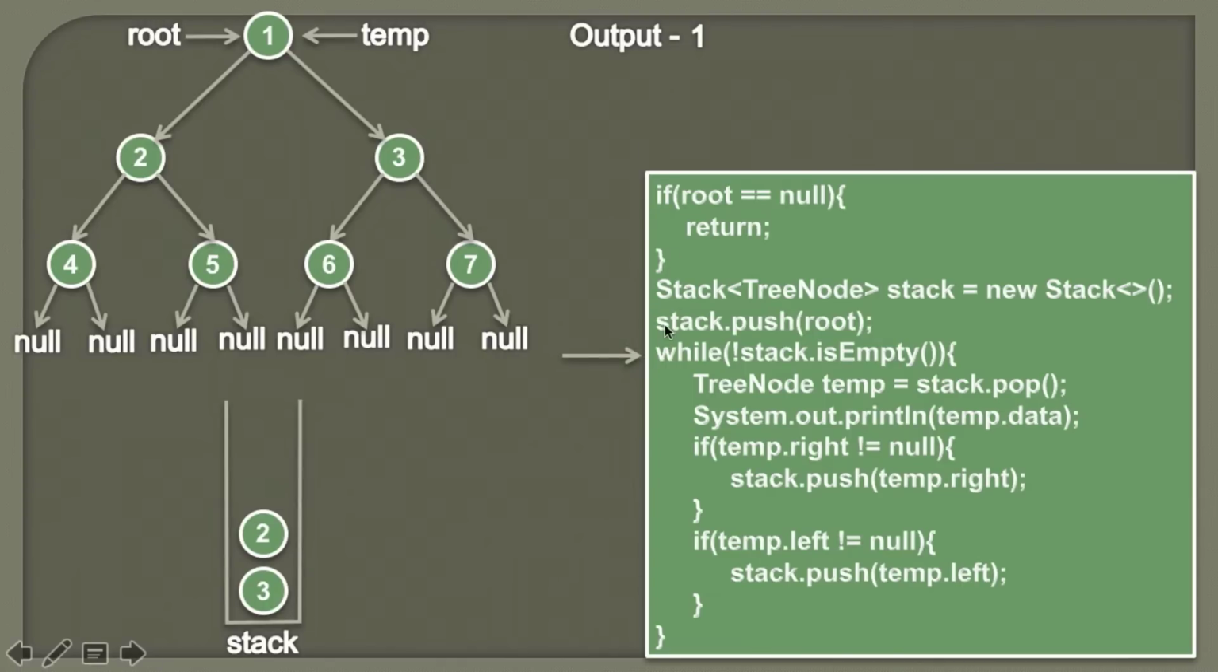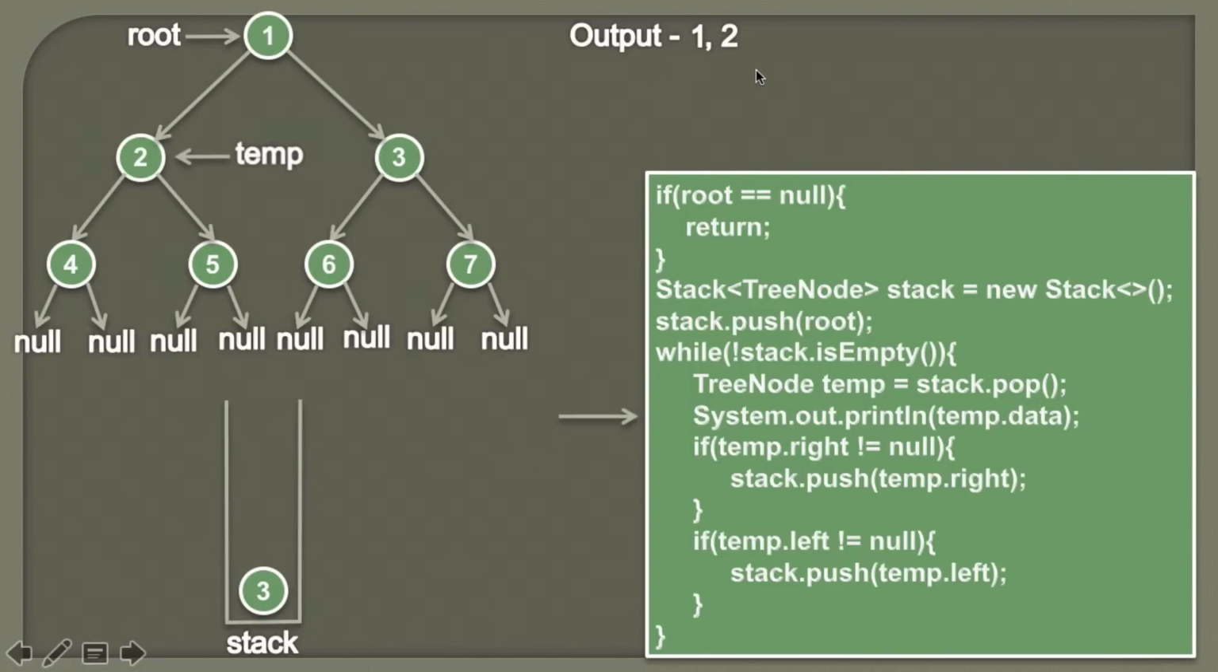Now we'll again check in the while loop whether stack is empty or not. So currently stack is not empty. Therefore condition in while loop comes out to be true. And then we'll simply pop an element from the stack and we'll assign it to the temporary node. So the node is popped out. So it means now temp will point to the node having data as 2. And in the next step we'll simply print the data for the temporary node.